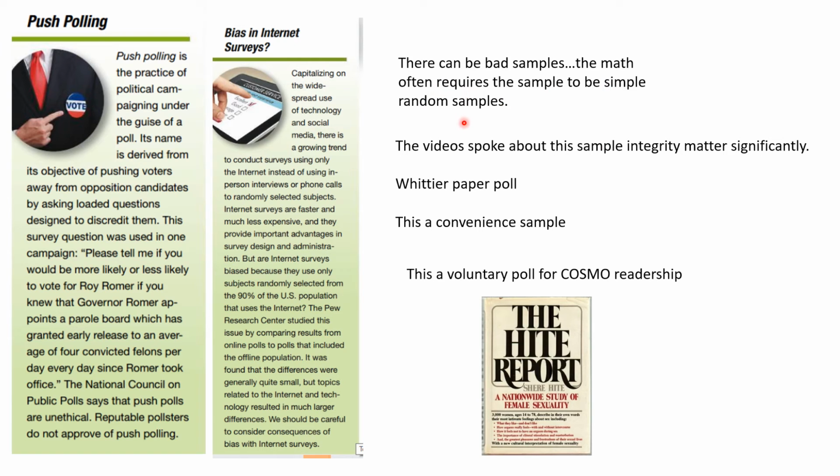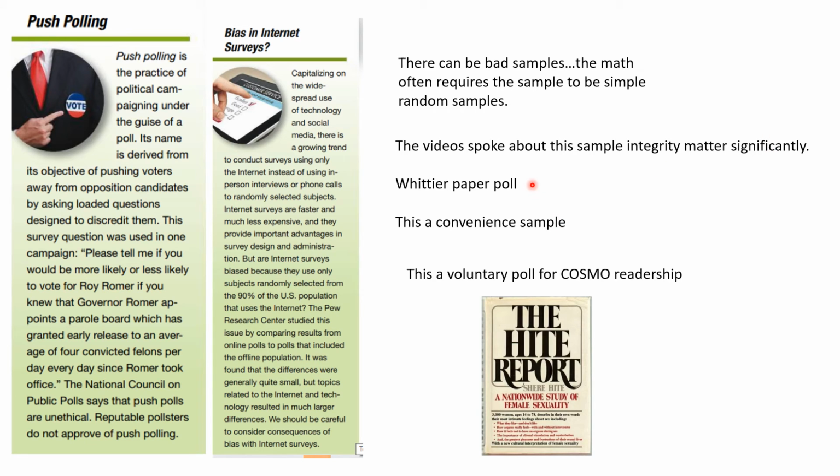Now, it's important to realize there can be bad samples. The math usually requires the sample to be simple random samples, and that drives the math. But often people do different kinds of samples. Also, not only must the sample chosen be appropriate, but the polling technique must be sound. You can't do push polling, where you're really trying to ask loaded questions, or have biases, either implicit or explicit, in your surveys. Very important topics. And the video also talked about more sample integrity matters, about how you got the sample.